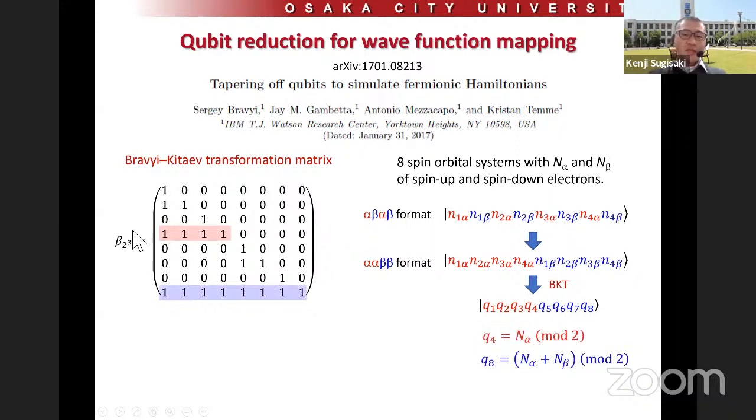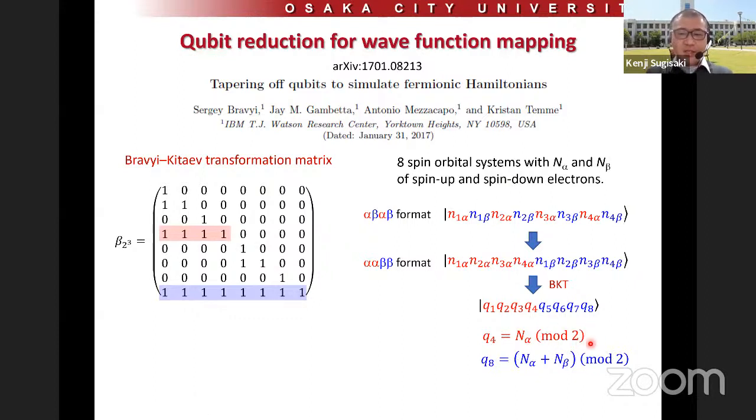Importantly, first, you can see that this Q4, the quantum state of Q4, shows the sum of the occupation numbers of spin alpha electrons. In this case, N1 alpha plus N2 alpha plus N3 alpha plus N4 alpha. So it means that Q4 equals N alpha modulo 2.